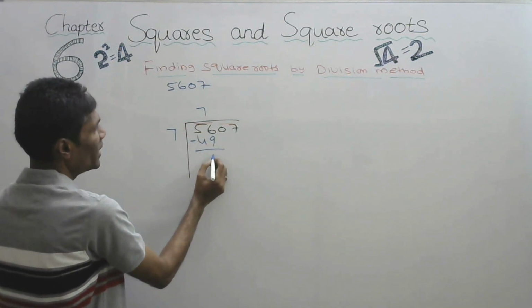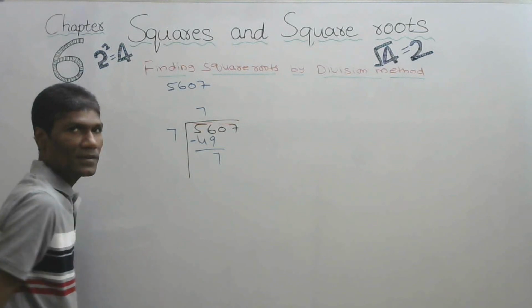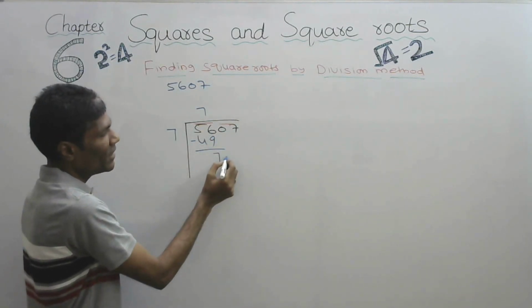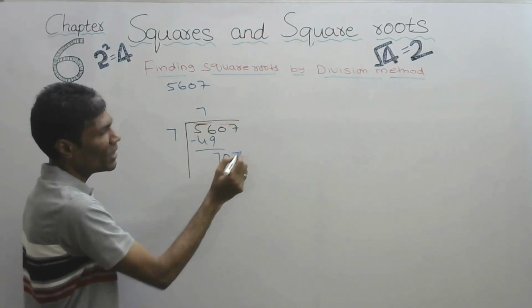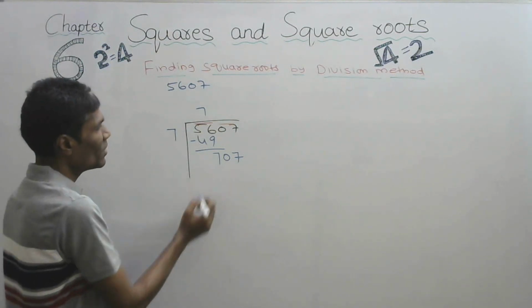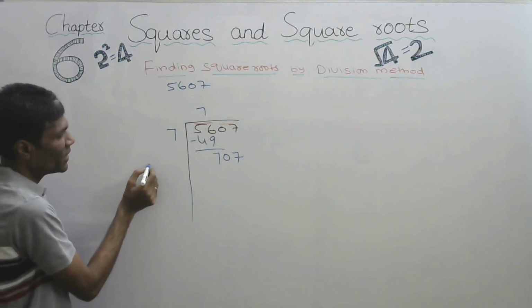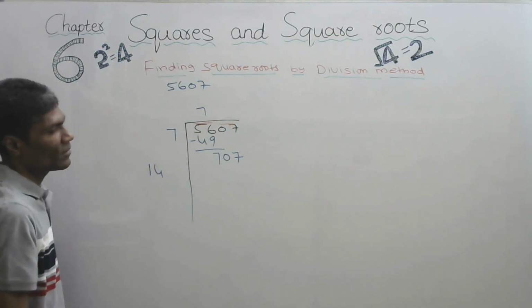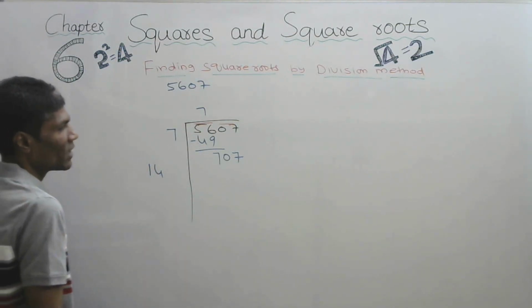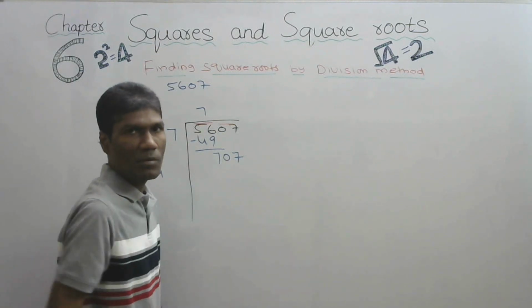So how much will we get? 7 we will get. Next, carry down the next two digits, 07. Then what will we do? Double of 7, that is 14, we will take. Now, where will it come? We have to write the table.